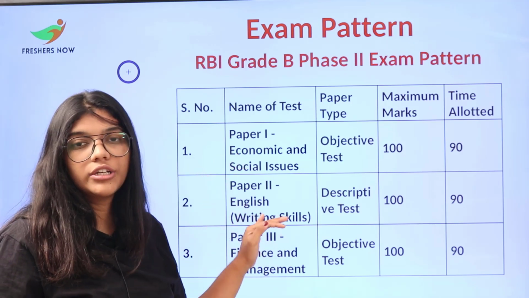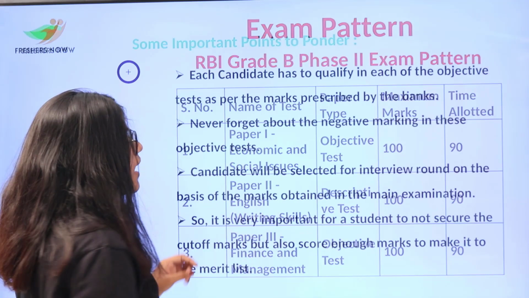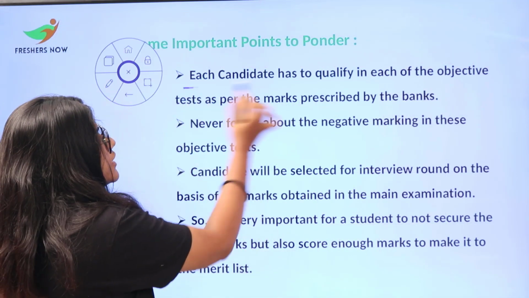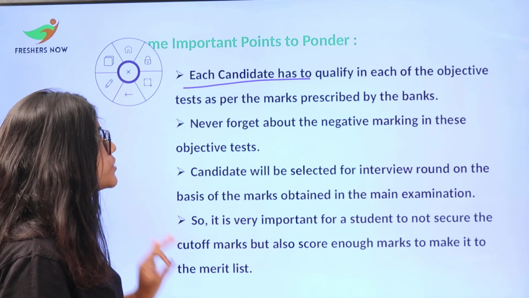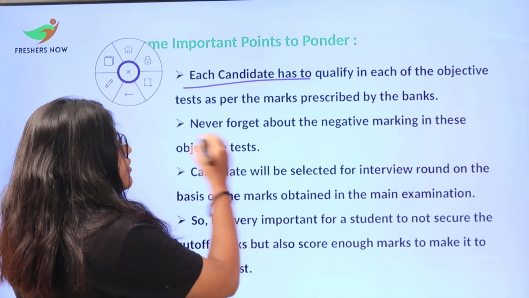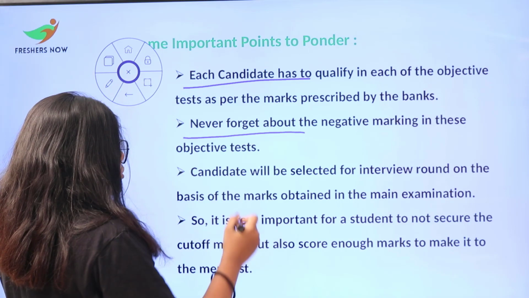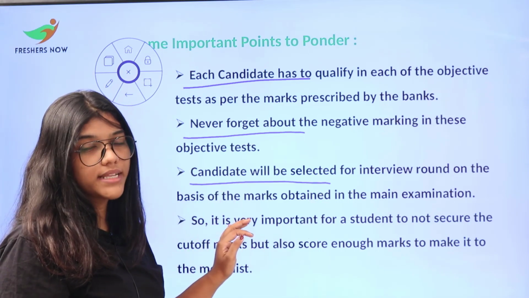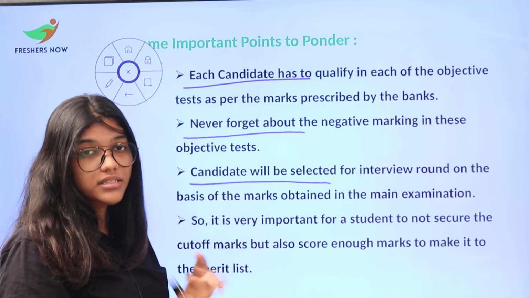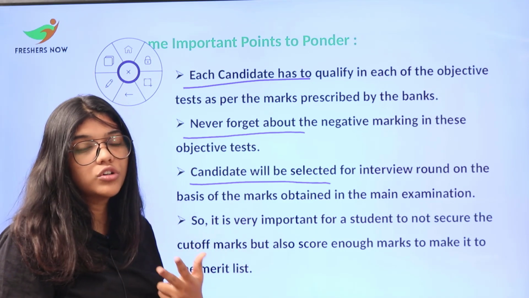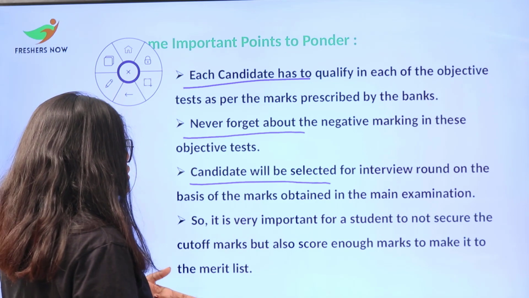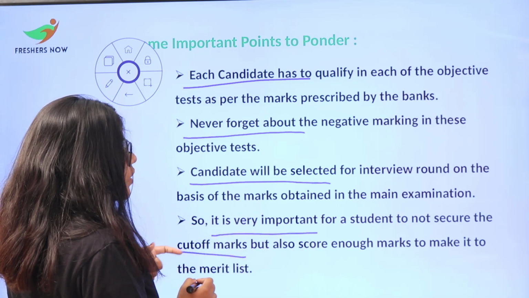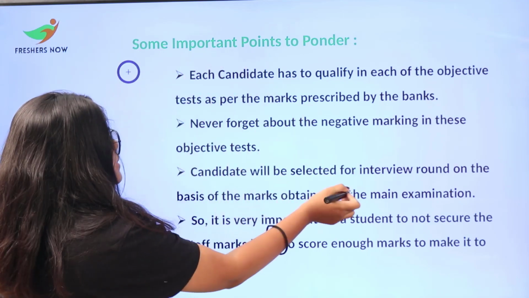For each section you will be given 90 minutes of time, and here are some of the points that you have to consider for your note. Each candidate has to qualify in the objective tests, and never forget about the negative marking in these objective tests. Candidates will be selected for the interview only if you pass the mains examination, and the marks that you have obtained regarding the cutoff will also be considered by the officials. So it is very important for the student not only to secure the cutoff marks but also to score enough marks to make it into the merit list.